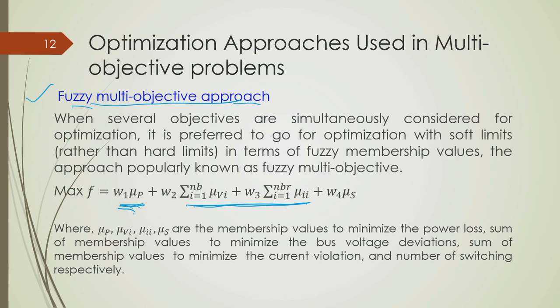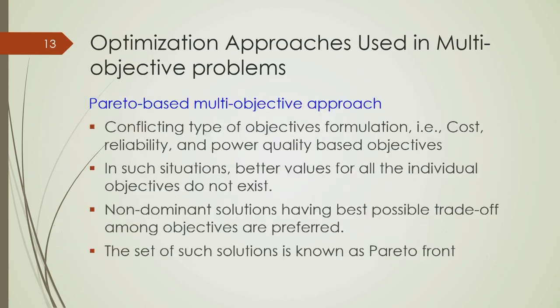these constraints are fuzzified with a membership function and aggregated with the main objectives, that is, power loss minimization and minimization of the number of switching operations. So, these are the two main objectives which are aggregated with the constraints, and these constraints are represented by a fuzzy membership function. This is one of the approaches the authors called the fuzzy multi-objective optimization approach.